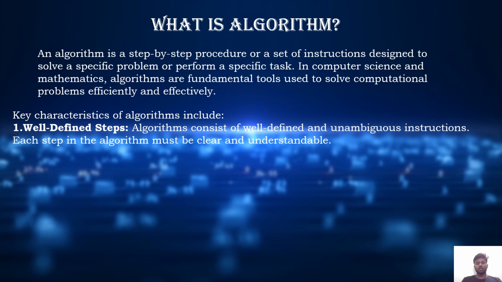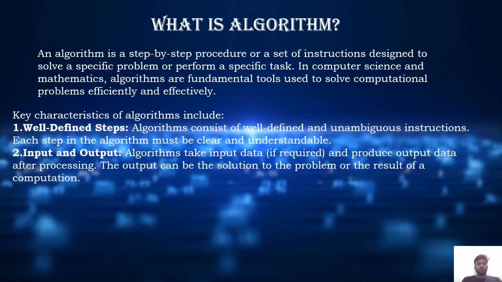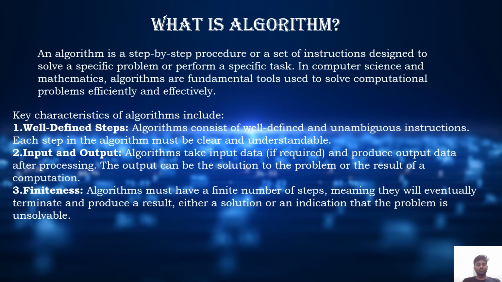An algorithm consists of well-defined and unambiguous instructions. Each step in the algorithm must be clear and understandable. Second one, input and output. An algorithm takes input data and produces output data after processing. The output can be the solution to the problem or the result of the computation.